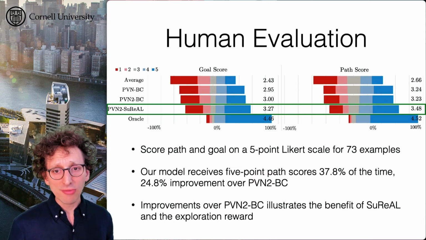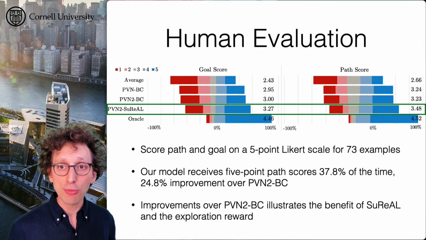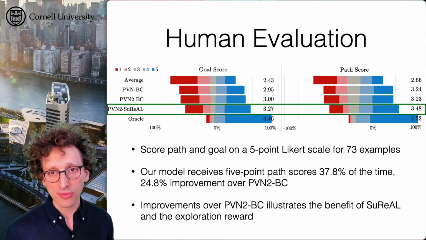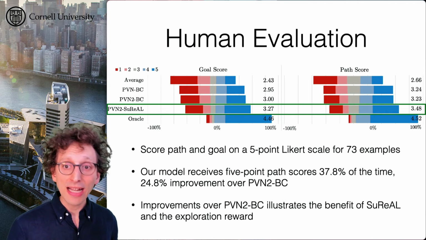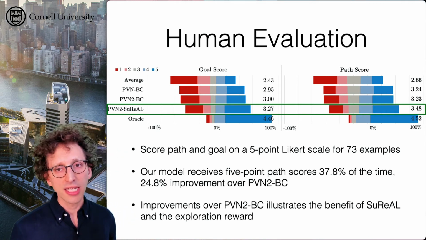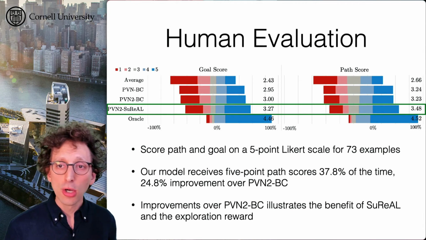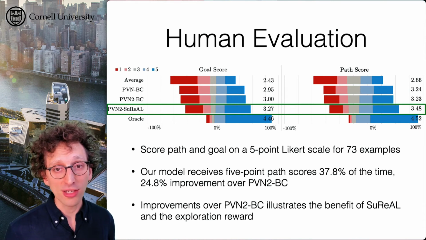Our focus is human evaluation because it's only for human evaluation that we accurately capture the semantics of the instruction to see if the execution is correct. We ask people to evaluate examples on a 5-point Likert scale according to did you get the goal right or did you get the path, including reaching the goal, right, so the more challenging evaluation.